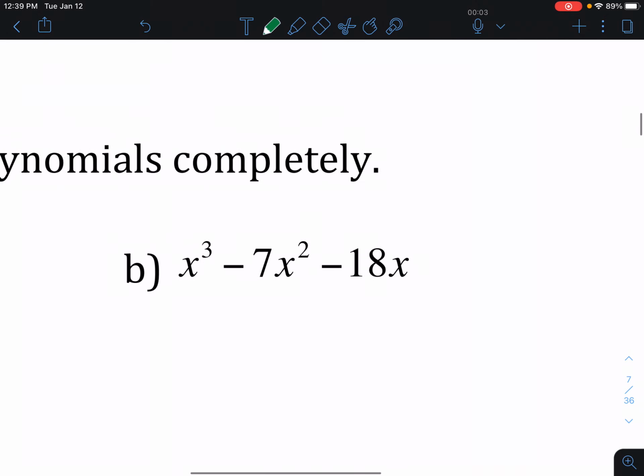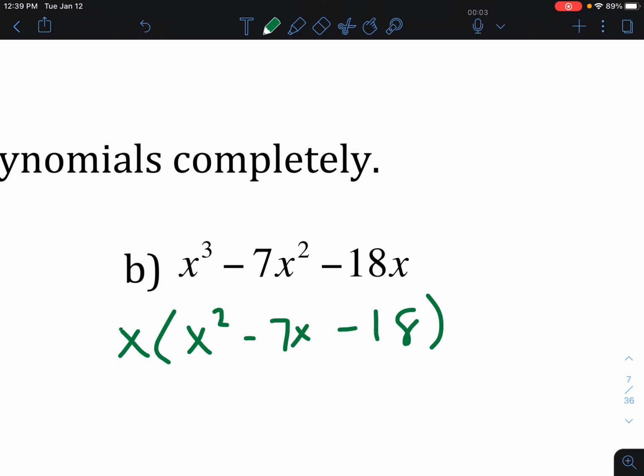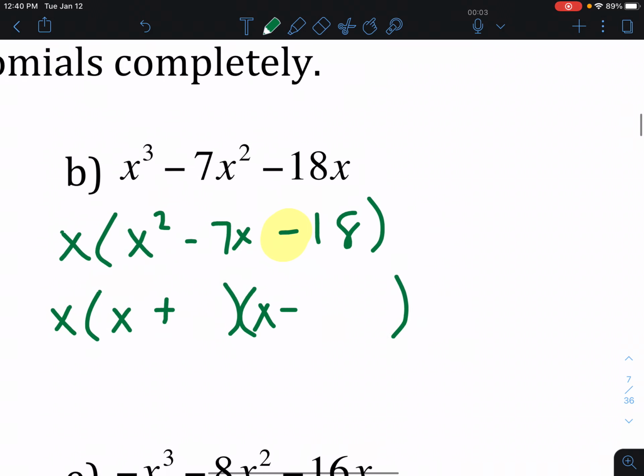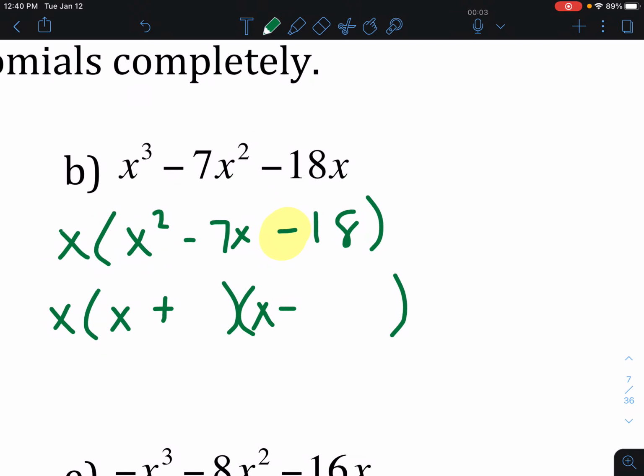Letter B, there is a GCF here of x. Divide by x to have x squared minus 7x minus 18. I do have a trinomial left over, so I'm going to try to factor that. Remember, we always look at our C term first. Notice it's a minus, so that means my signs are plus minus. And I need to think of two numbers that multiply to 18 and subtract to negative 7.